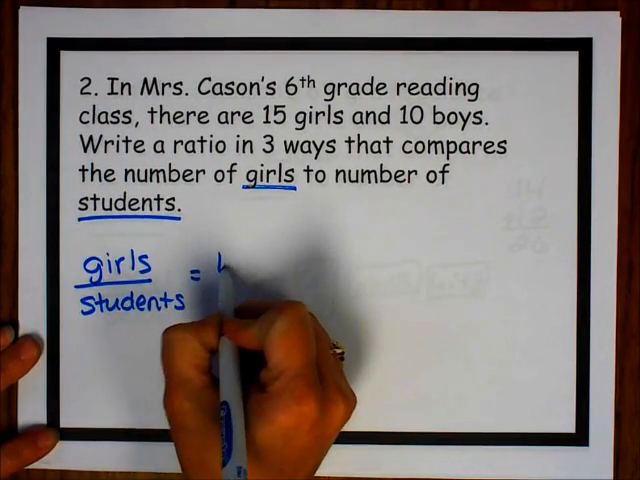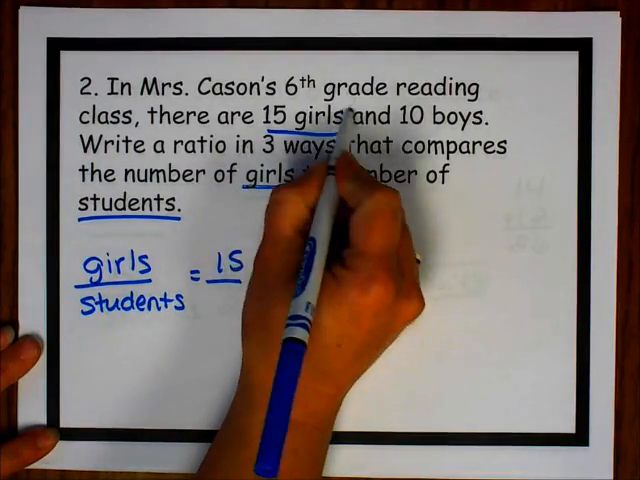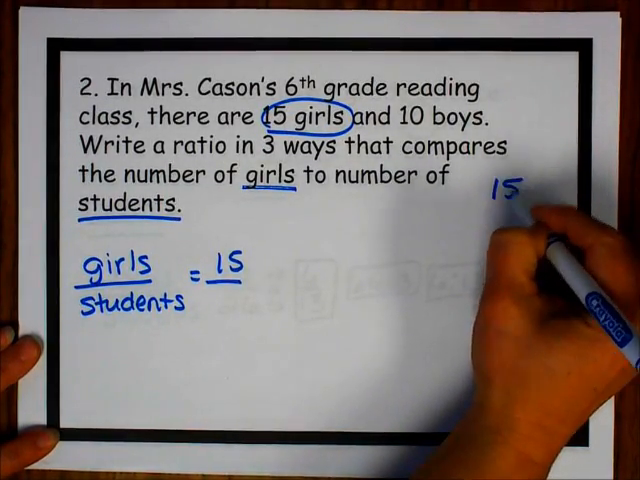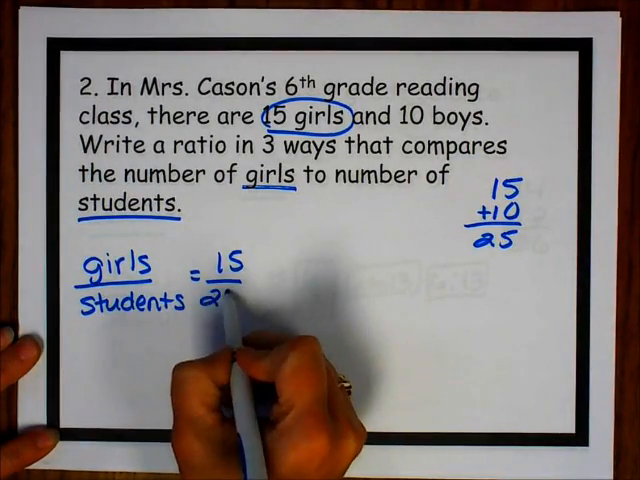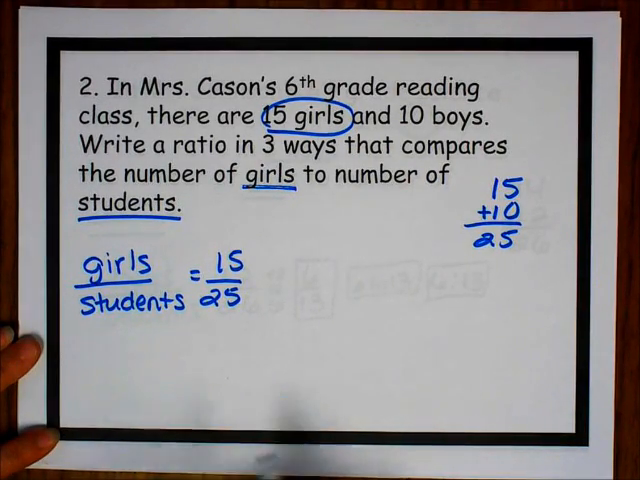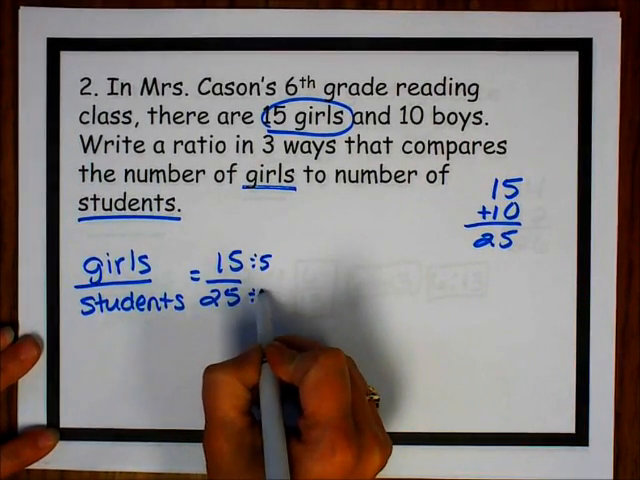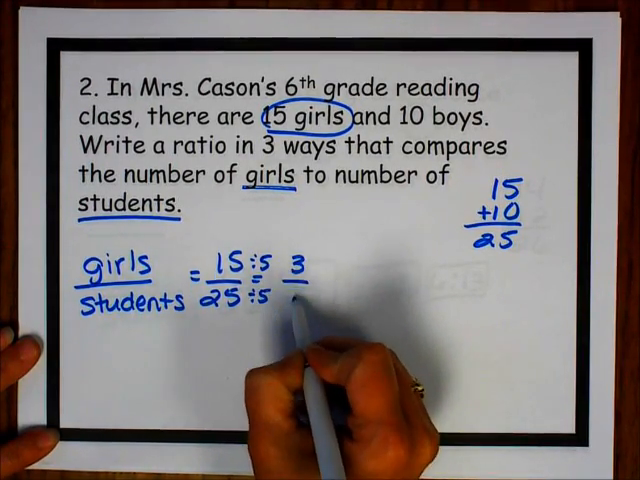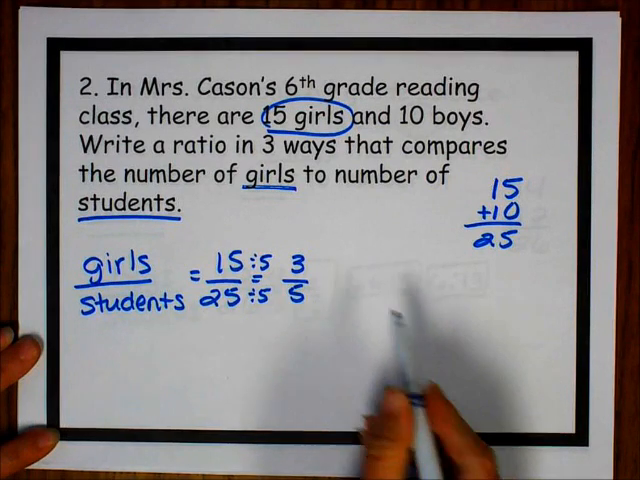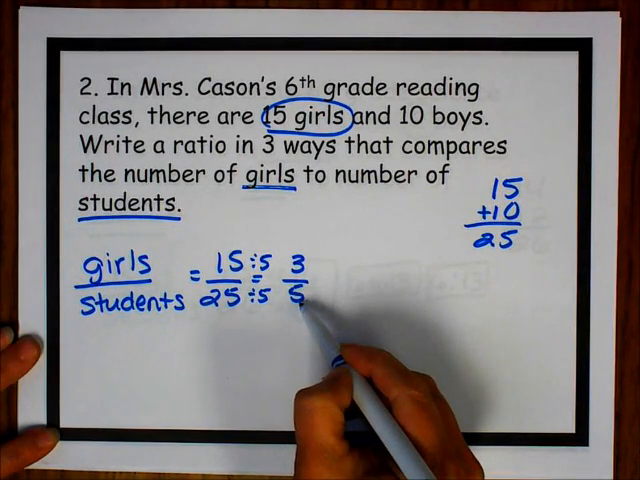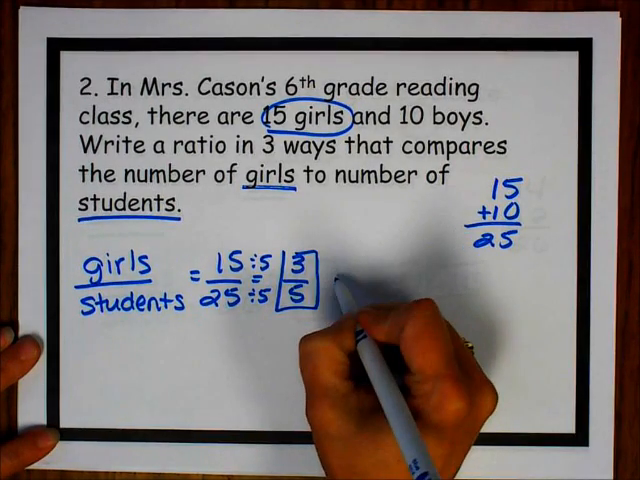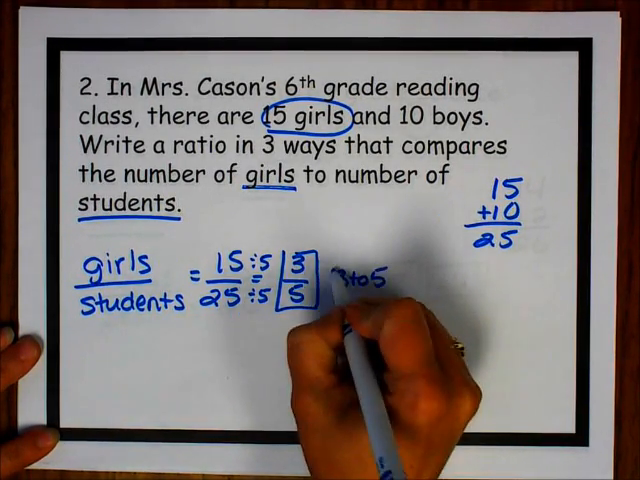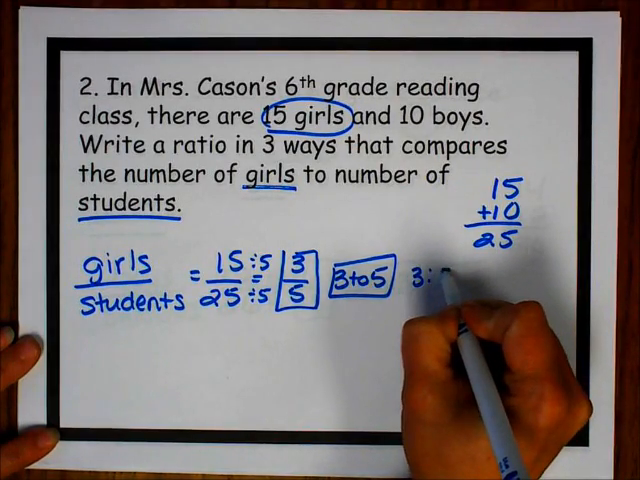There were 15 girls in the class. To find the total number of students, you had to add the girls plus the boys to get a total of 25 students. You then had to simplify. You should have divided both by 5 to get the ratio 3 to 5. So for every 3 girls in the class, there were 5 students in the class. Then you had to write the ratio 3 other ways: 3 to 5 and 3:5.